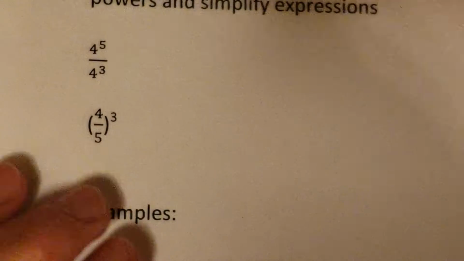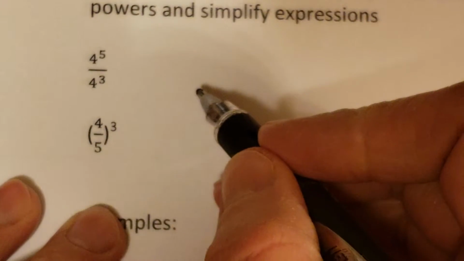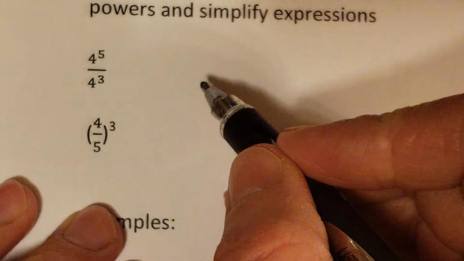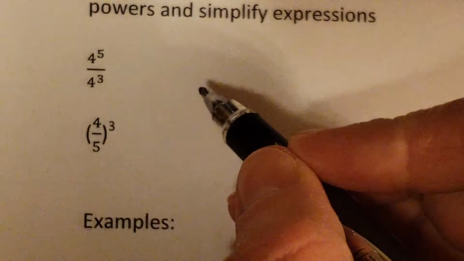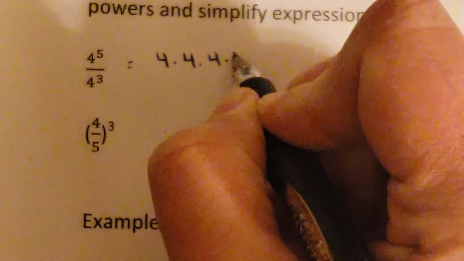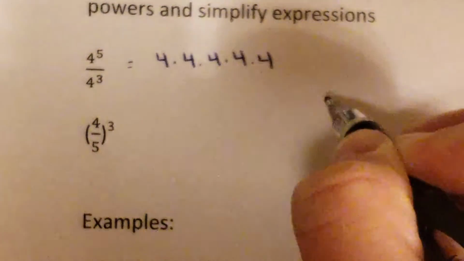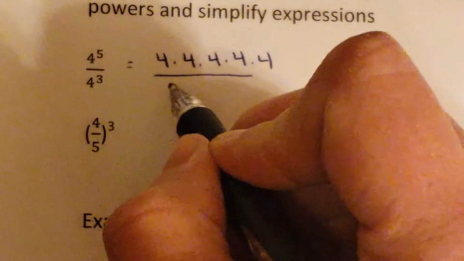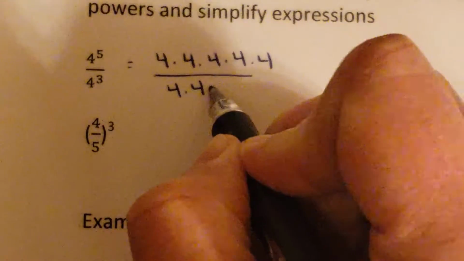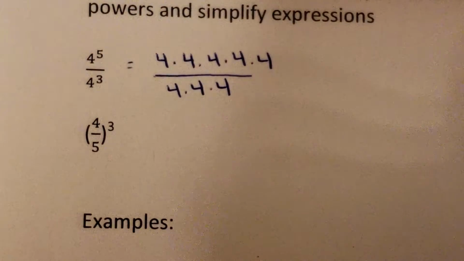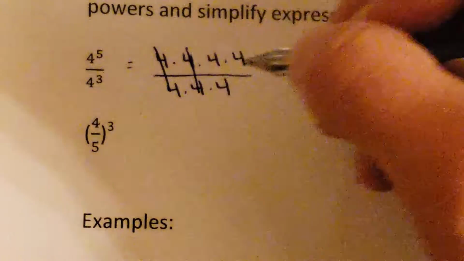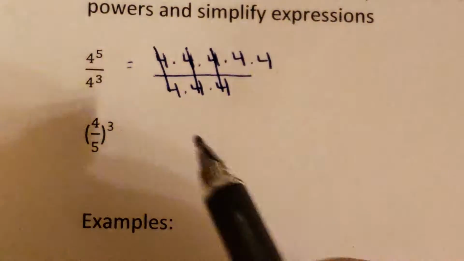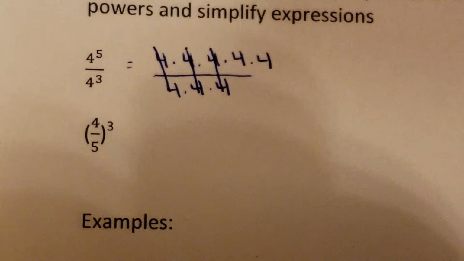So if I have 4 to the 5th divided by 4 to the 3rd power, I could find out what 4 to the 5th is, and I could find 4 cubed, and I could divide the two. But another way to say that would be 4 times itself 5 times, over 4 times itself 3 times. And we know anything over itself is 1. 4 into 4 is 1. 4 goes into 4 one time. 1. And anything times 1 is itself.